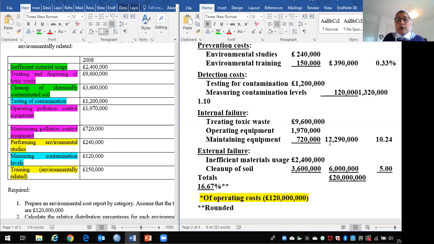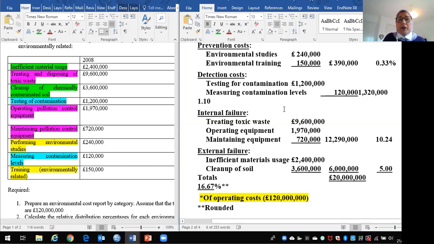So operating equipment, 1,970,000, maintaining equipment, 720. Add them together and then calculate the percentages to operating cost and so on. External failure, which is the last item, inefficient material, and we color this green together. This is 2,400,000, and clean up the soil is 3,600,000. Add them together and calculate the percentage to operating cost.